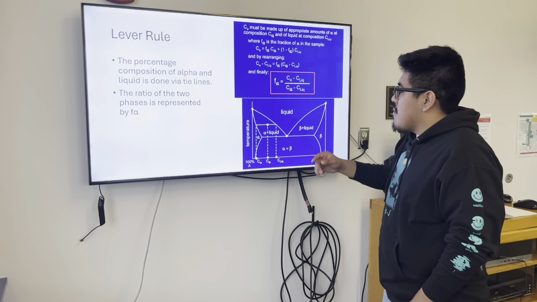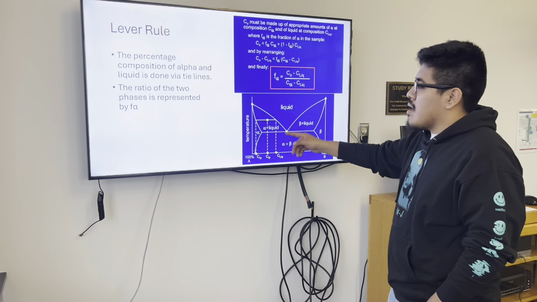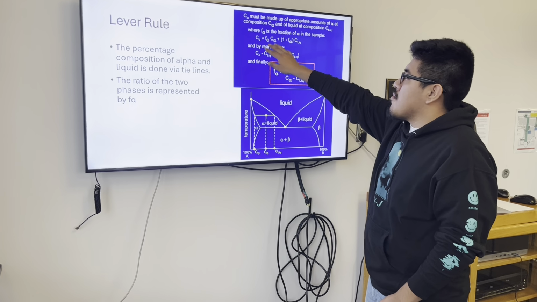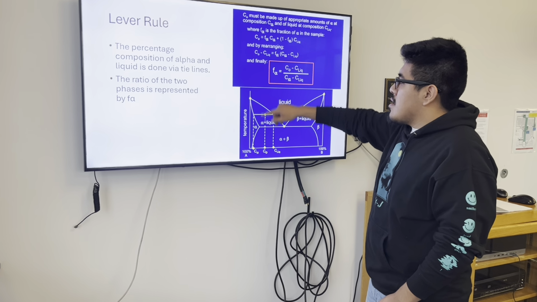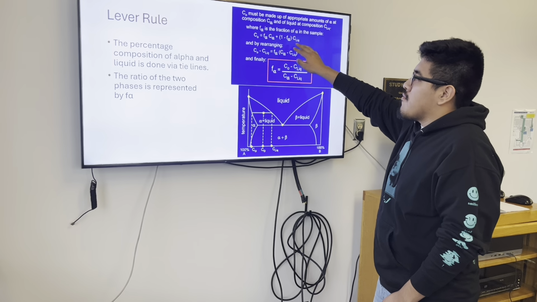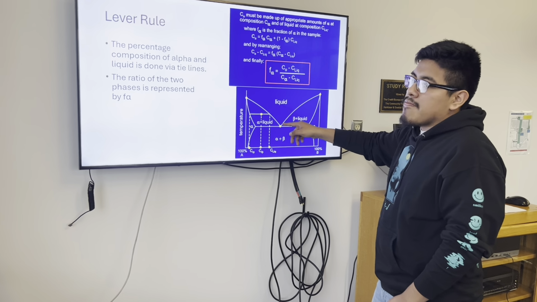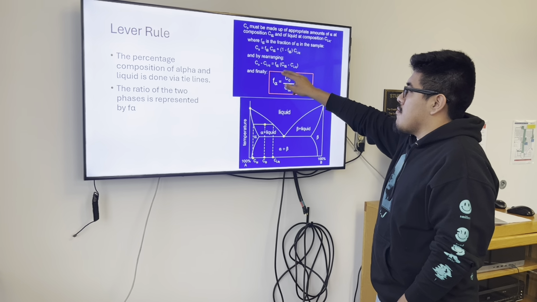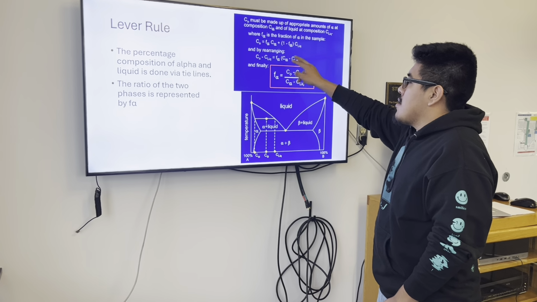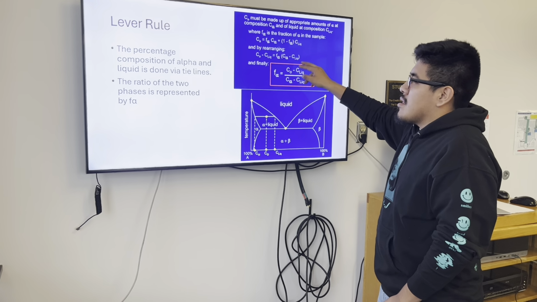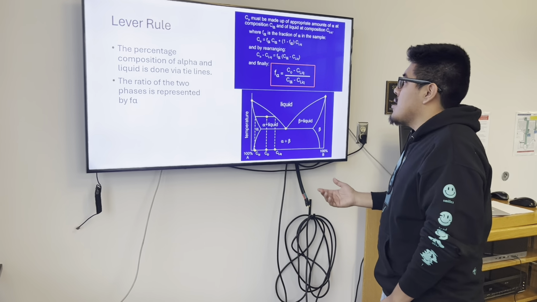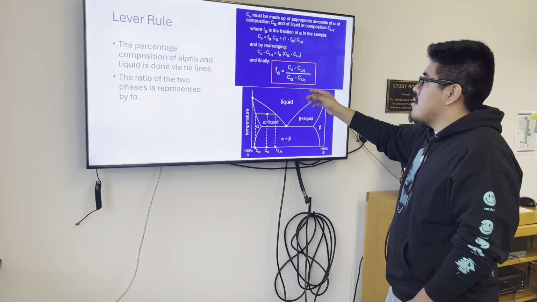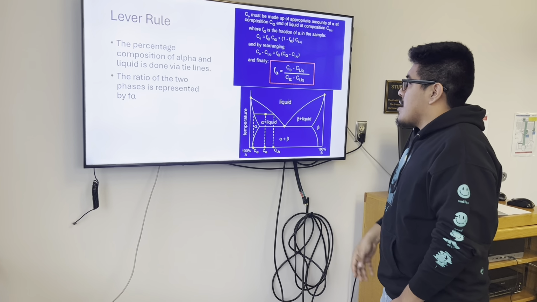When we have C naught, which is the composition that we want to find the ratio for, we do the following: C naught is equal to the ratio of alpha multiplied by the composition of alpha, plus 1 minus the ratio of alpha multiplied by the composition of the liquid phase. If we do some rearranging, we get C naught minus C liquid is equal to the ratio of alpha multiplied by composition alpha minus composition of liquid, and with more rearranging, we get the ratio of alpha is equal to composition naught minus composition of liquid, all over composition alpha minus the composition of the liquid.